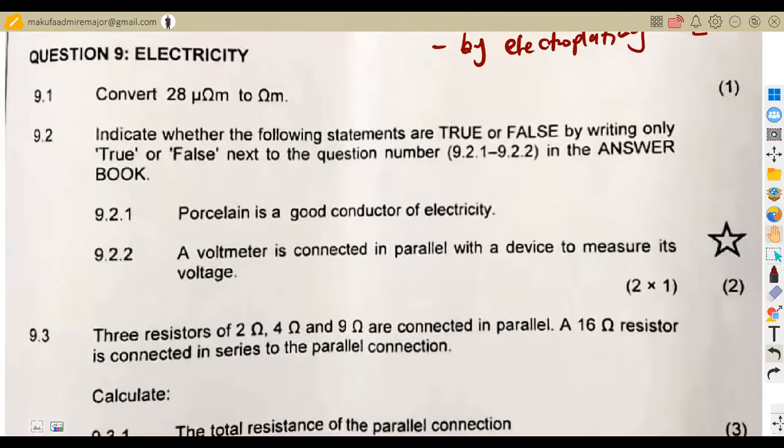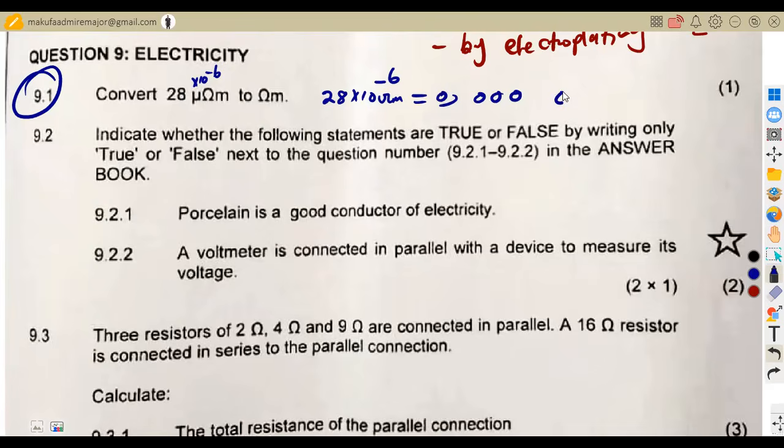All right, on question 9, we are given a question on electricity, but the first part was to convert 28 micro ohm meter, in this case, to ohm meter. Remember that micro simply means times 10 to the exponent of -6. So that's 28 times 10 to the exponent of -6. As a decimal, it is going to be 0.000028. We have -6, so if you count 1, 2, 3, 4, 5, 6, which is 28 there.